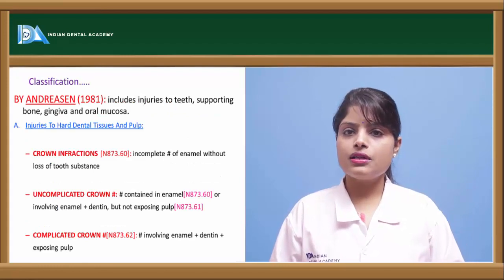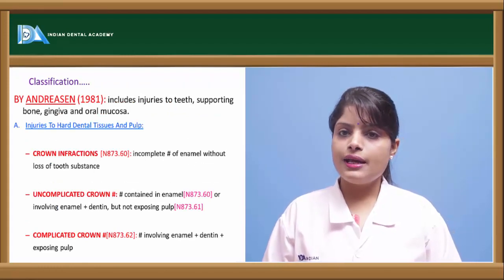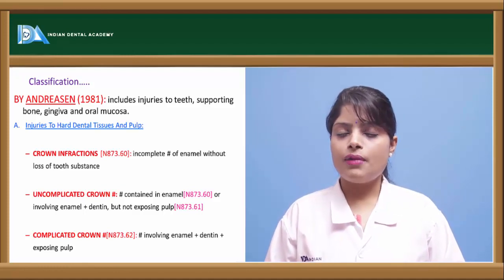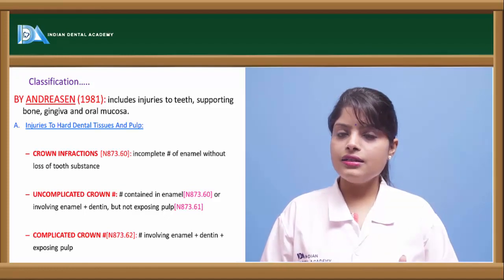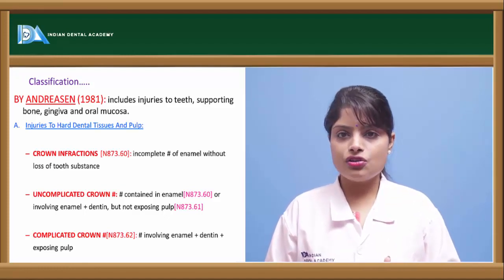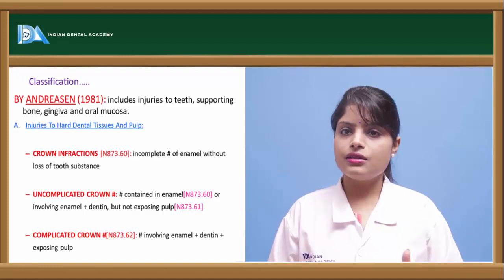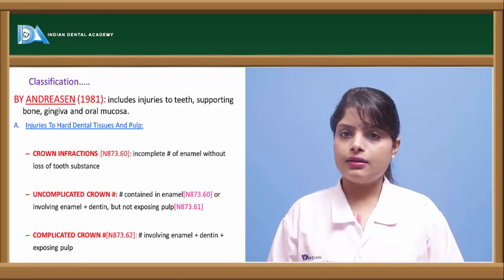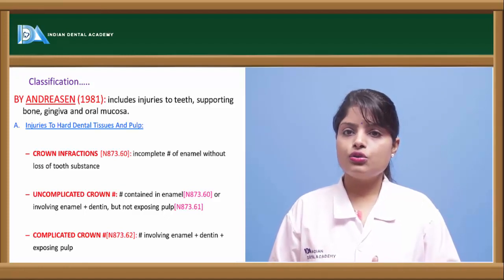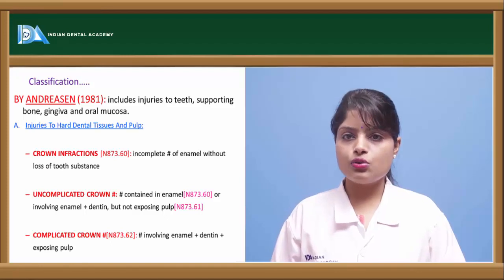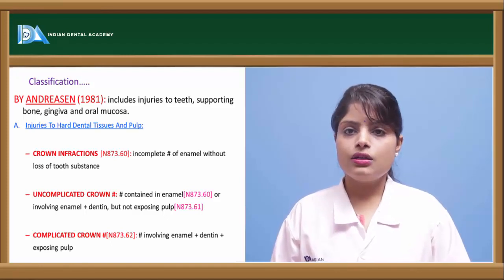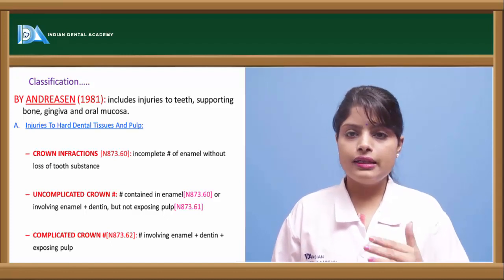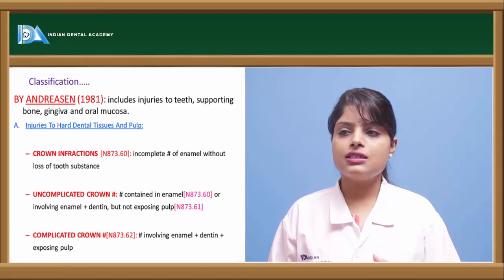Now, another famous classification was put forward by Anderson in the year 1981, which was later modified by WHO. Anderson classified the traumatic injuries of anterior teeth as the trauma to the hard tissues, that's trauma to the tooth, and the other type belongs to trauma to the gingival tissues or the supporting tissues of the tooth, that is the periodontium, then trauma to the alveolar bone, and finally trauma to the soft tissues. These four classes had further subclasses.